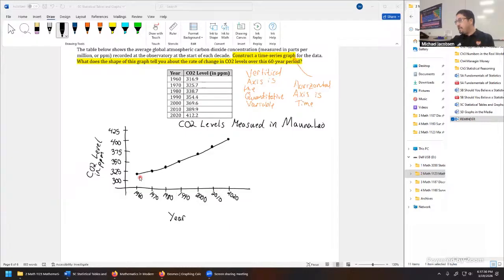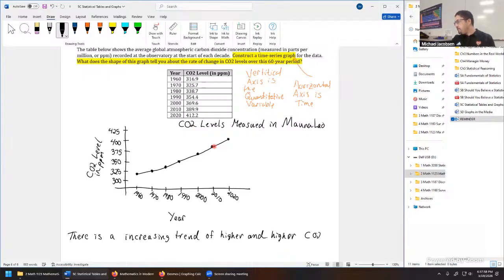Yeah, as Echo said, there's a gradual rise from decade to decade. It's not turning around whatsoever. So that's definitely something we can mention. There is an increasing trend of higher and higher CO2 levels. So absolutely, there's a pretty interesting trend here.